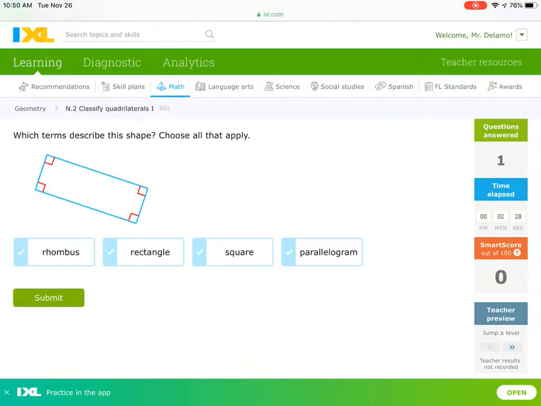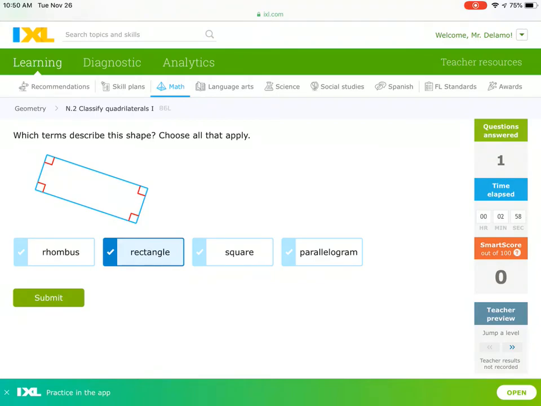Okay, let's do another one. Which terms describe the shape? Choose all that apply. Okay, so let's just look at each name first. It says rhombus. Is this a rhombus? Well, a rhombus has to have all four sides the same, and it doesn't have that. So it's not a rhombus. What about rectangle? This is definitely a rectangle.